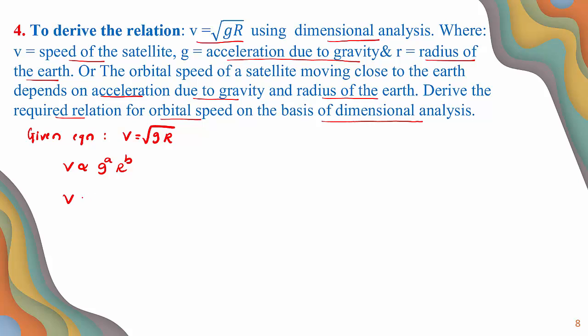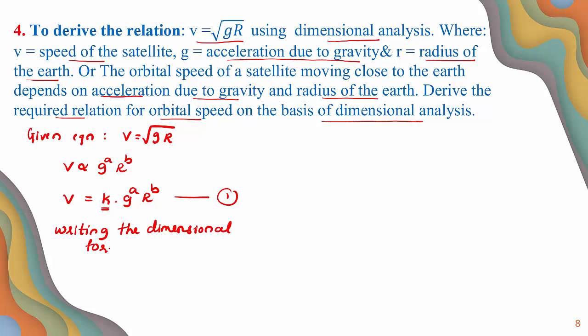Or we can write here V equal to proportionality constant K into G raised to A, R raised to B. Let us take it as equation number 1. This is first step, where K is proportionality constant. Then the second step, we have to write the dimensional formula. Writing the dimensional formula of equation 1.